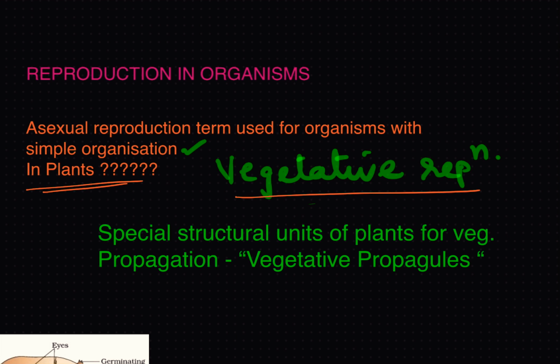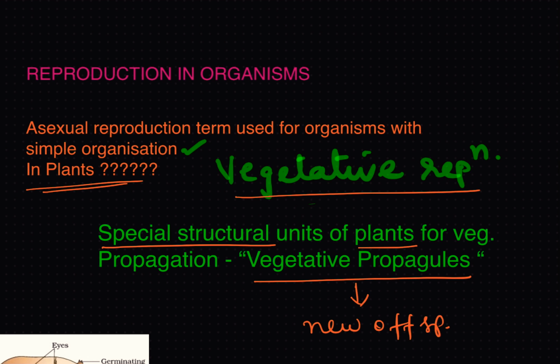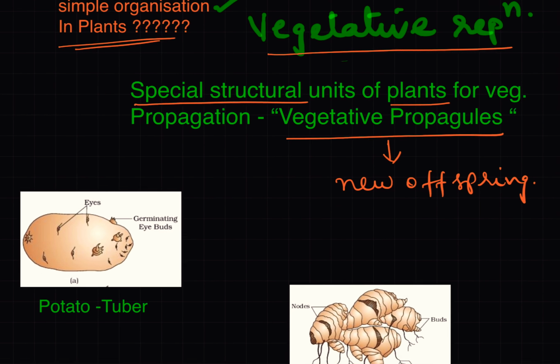Now, when a plant opts for vegetative reproduction, the single plant produces new offspring through special structures called vegetative propagules. Yes. So, a vegetative propagule is the special structure that you find on a plant through which it can produce new offspring. Now, let us see some examples of these vegetative propagules.